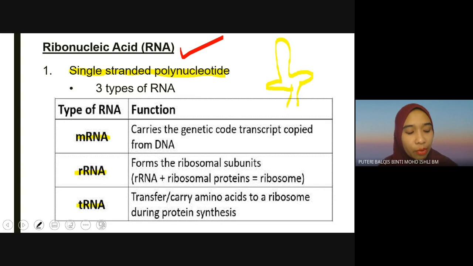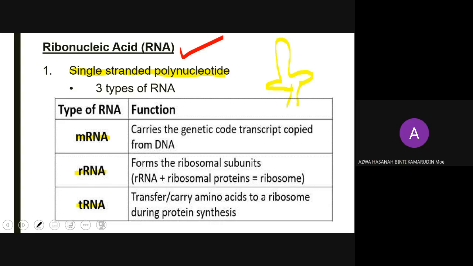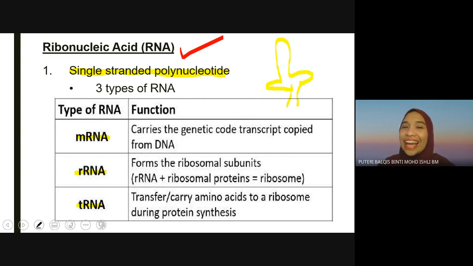Okay, rRNA, what is meant by R? Hisham, R kecil itu apa maksudnya? Ribosomal. Okay, ribosome RNA. It will form the ribosomal subunit. tRNA, what is meant by T? Azwa? Translation. Translation process.